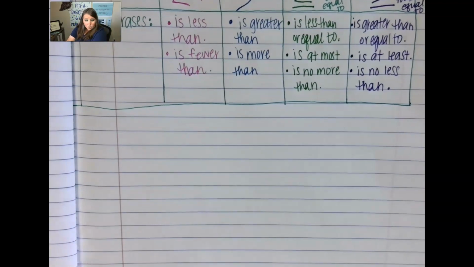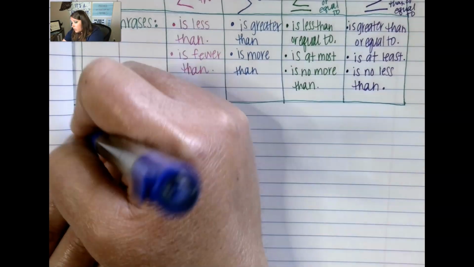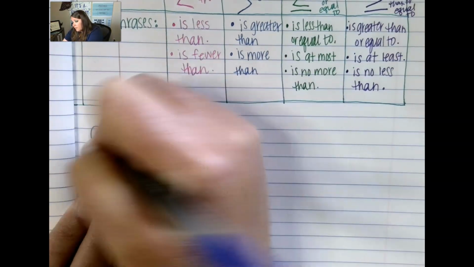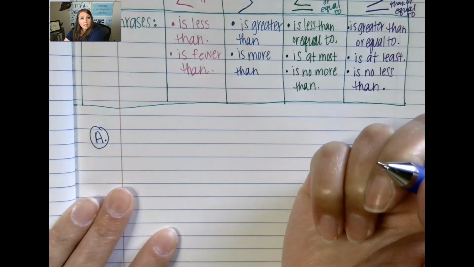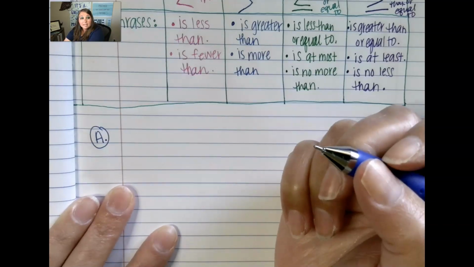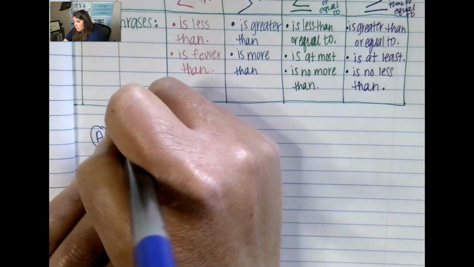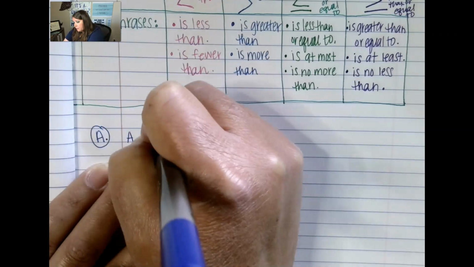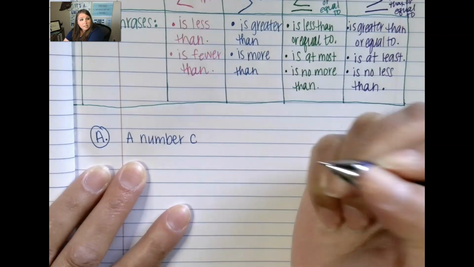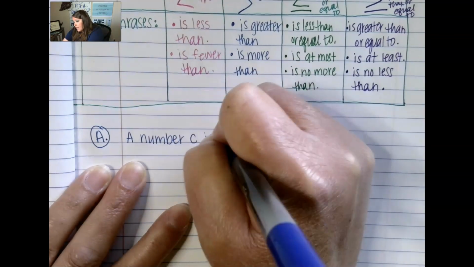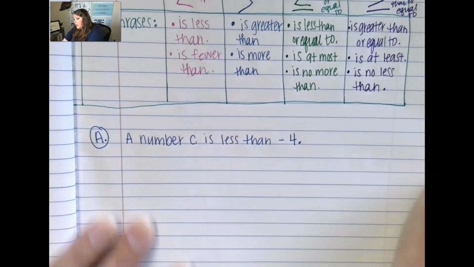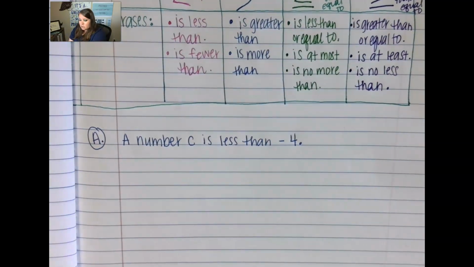All right, so we're going to take these and we're going to write these into inequalities. So just like we did before where you were given the ELA phrase, I'm going to give you an ELA phrase and you are going to turn it into a math sentence. So we're going to start with something that looks like this. A number C, so it's unknown, it's the letter C, is less than -4.